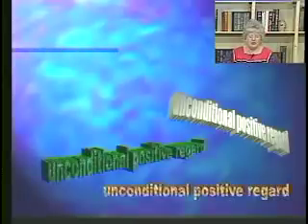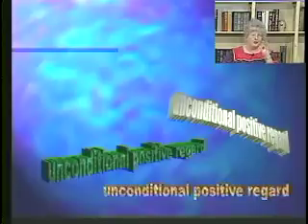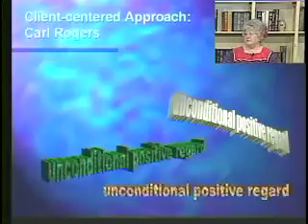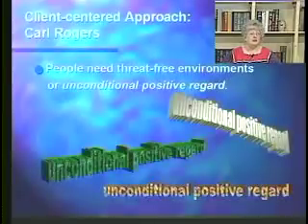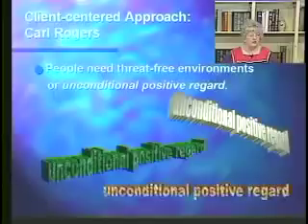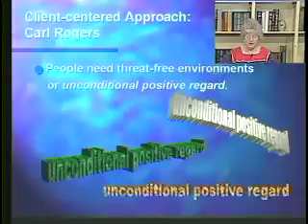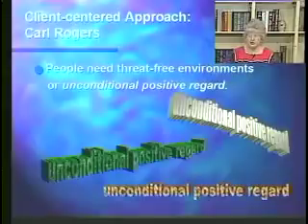Carl Rogers has what's called the client-centered approach, and we just touch on that to pick up the part that is most applicable in our interpersonal relationships. He said that people need threat-free environments, or what he called unconditional positive regard. This ties into the I'm okay, you're okay material that we'll see and recap shortly as well. But we've talked about that before, so we won't get hung up there now.